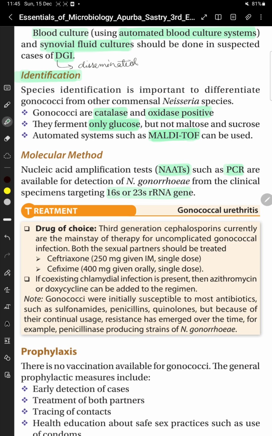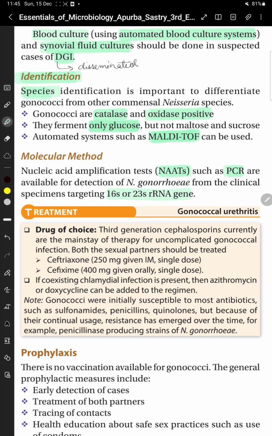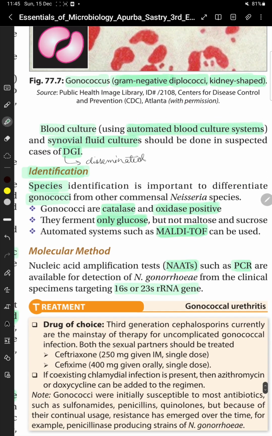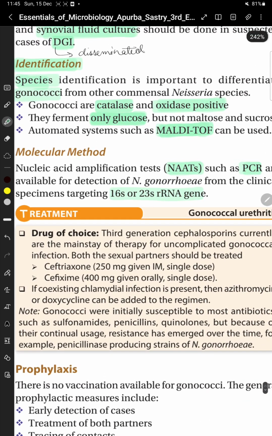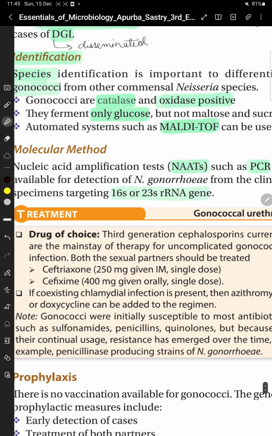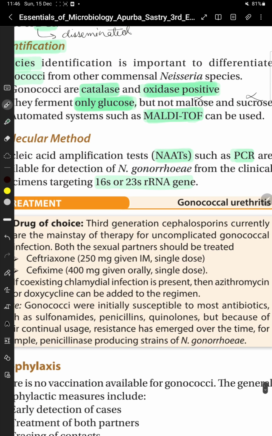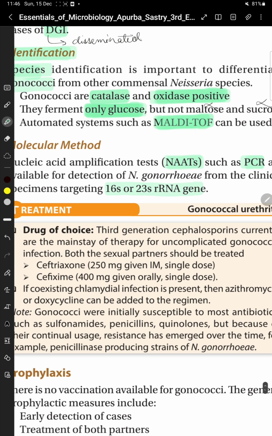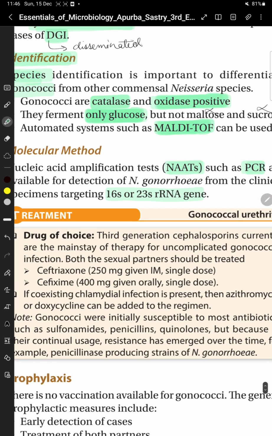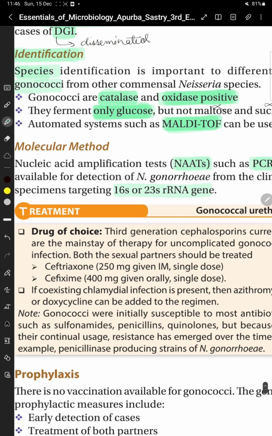Identification is required for species differentiation, to differentiate Neisseria gonorrhoeae from the other Neisseria species. Gonococci are both catalase and oxidase positive. They ferment only glucose; gonococci do not ferment maltose and sucrose. Automated systems like MALDI-TOF can also be used.